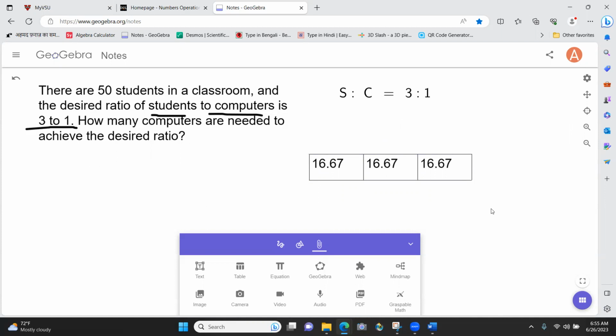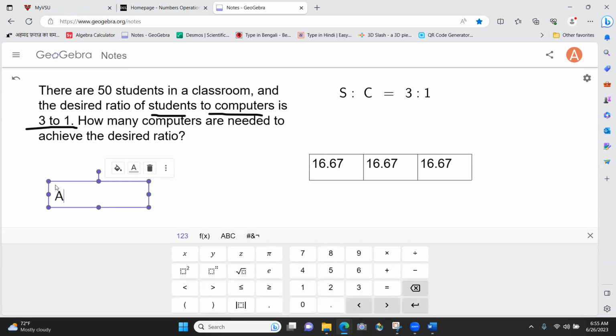So theoretically, you need 16.67 computers, but that's silly, right? You can't get 16.67 computers, so your answer will be 17. You will need at least 17 computers so that you can guarantee three of the children will have one computer. Yes, there will be a computer that won't have quite enough kids. Don't say you need 16.67 computers. When you're talking about things that cannot be in fractions, you round it up depending on the context.